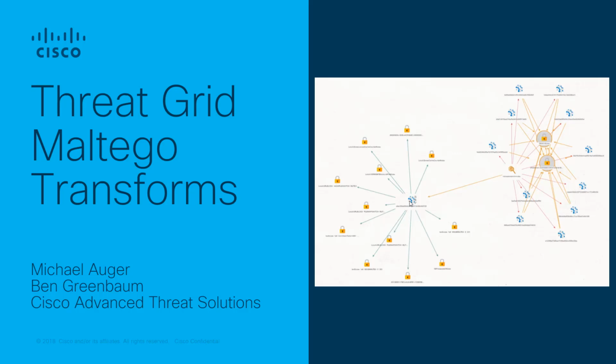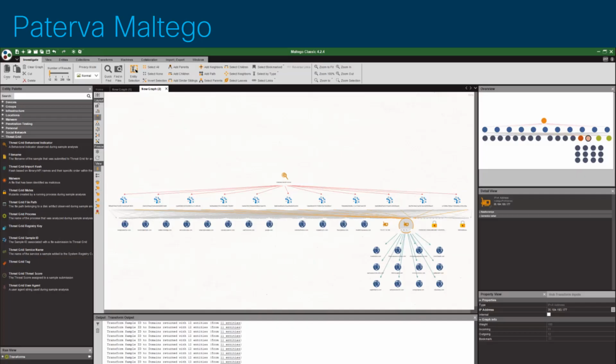Hi, I'm Ben Greenbaum from Cisco Advanced Threat Solutions, and today you're going to find out about ThreatGrid transforms for Maltego. Maltego is a powerful and popular analysis and visualization platform by Paterva, and it is used by penetration testers, threat researchers, incident responders, and many professions both within and outside of the computer and network security fields.